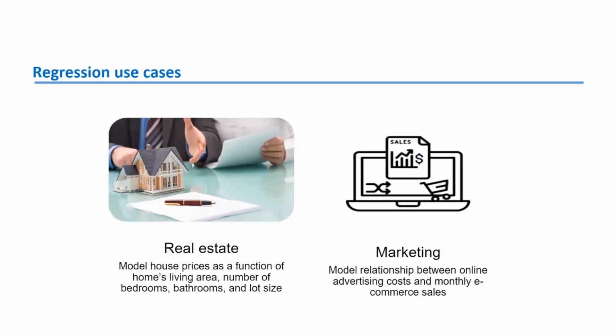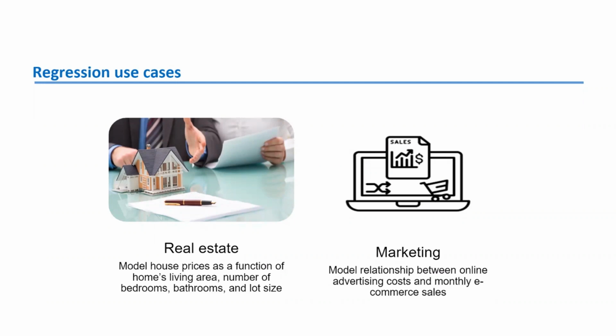Now, regression use cases can be anywhere. You can use it in a real estate case also. You can use it in marketing, sales prediction as well. So model house prices as a function of home's living area, number of bedrooms, bathrooms, and lot size. So based on the neighborhood, the number of bedrooms, the bathrooms, if schools are available or hospitals are available, the price of the real estate also changes, right? So we can predict the price of a particular house based on certain parameters. Some parameters are what's mentioned here. It can be number of bedrooms or bathrooms or lot size, or how many parkings are available, and if there is a school in the nearby area, right?